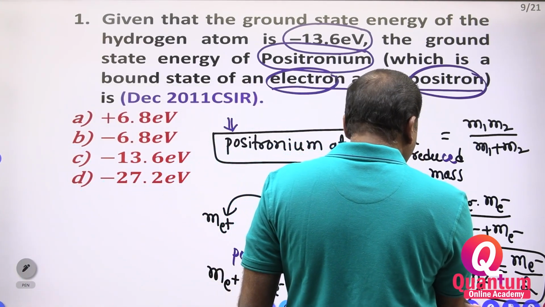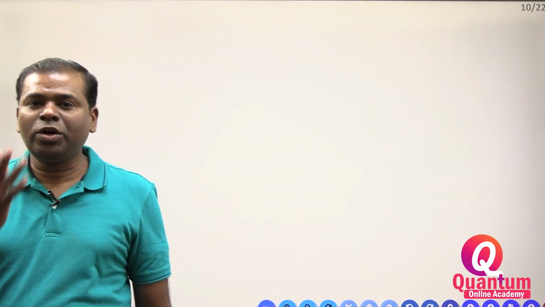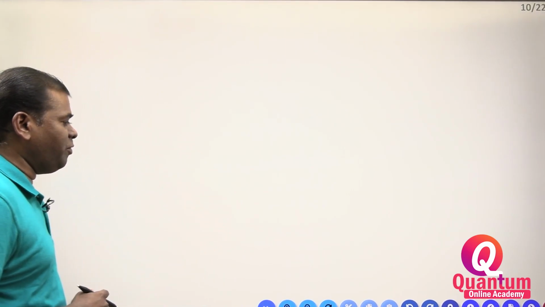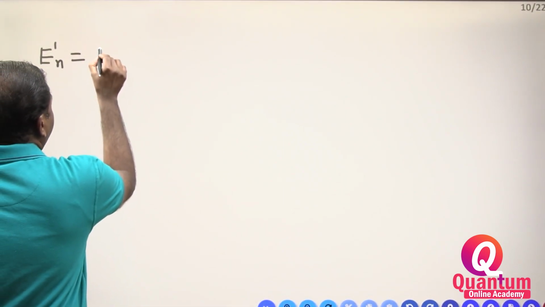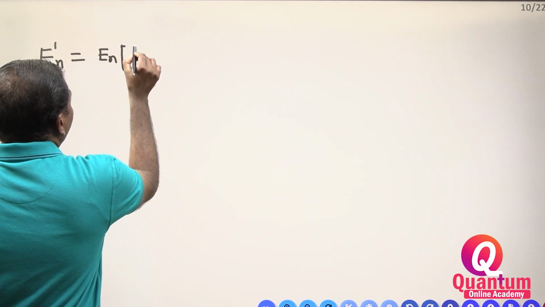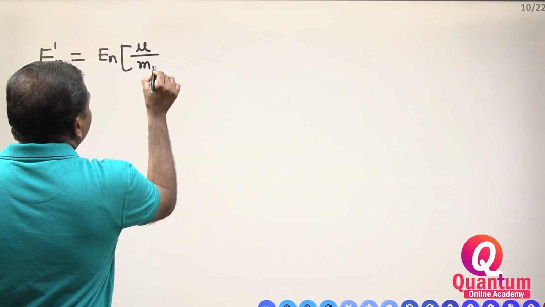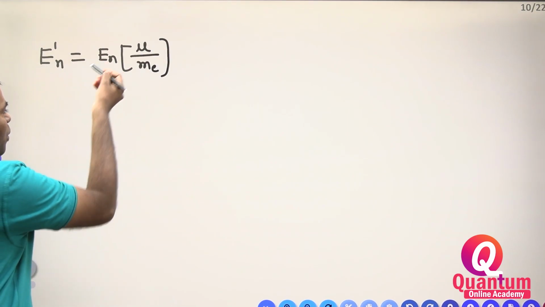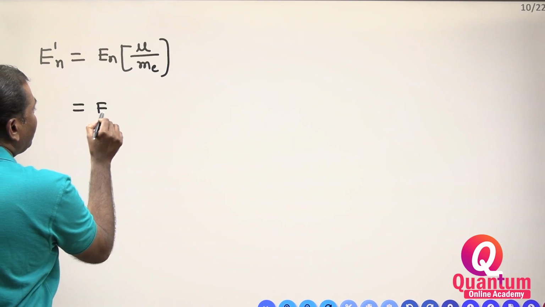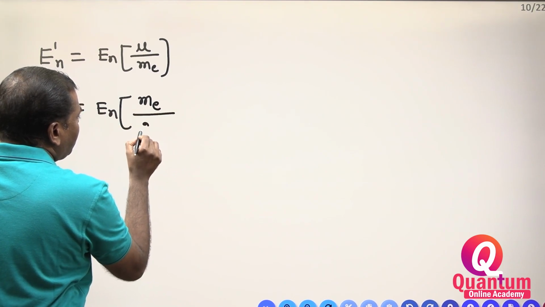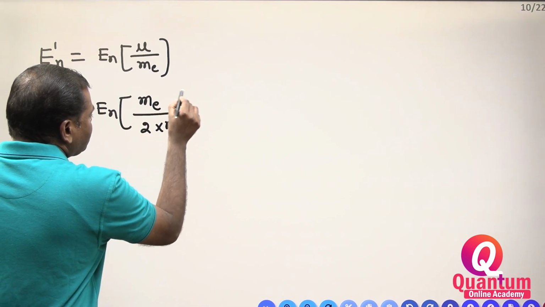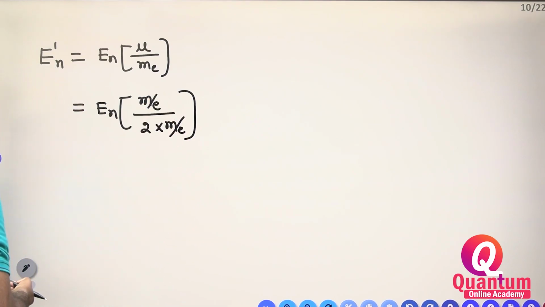We got it. Now we want to calculate the energy of the positronium. How do we calculate it? If the reduced mass changes, the energy En dash is equal to En times mu by mass of the electron. What is mu? Reduced mass. Now you have to substitute here: En times mu is equal to mass of the electron divided by 2 times mass of the electron. Mass of the electron gets cancelled.